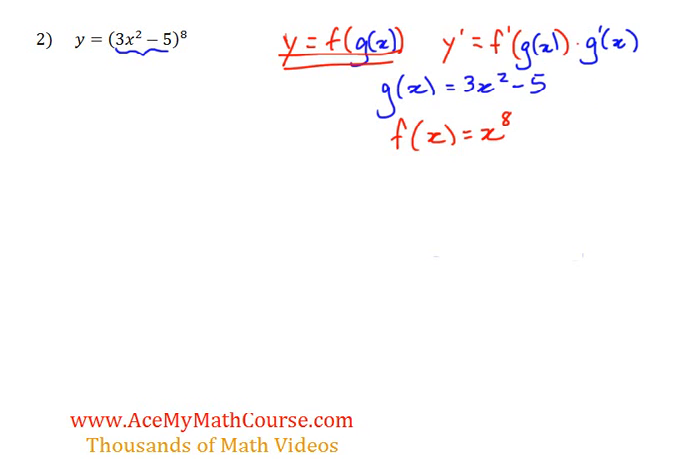Alright, so now we're well on our way to figuring out the derivative. So let's figure out f prime of x first. f of x is just x to the 8. So what I can do is take down the exponent and subtract 1 from it. So f prime of x is 8x to the 7. Great. But we're interested in f prime of g of x.